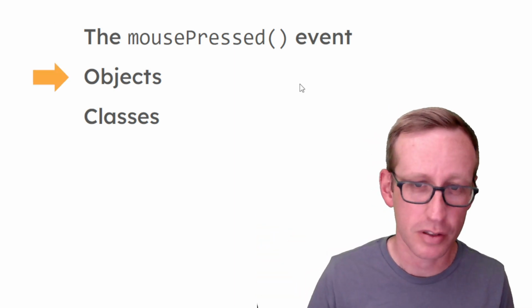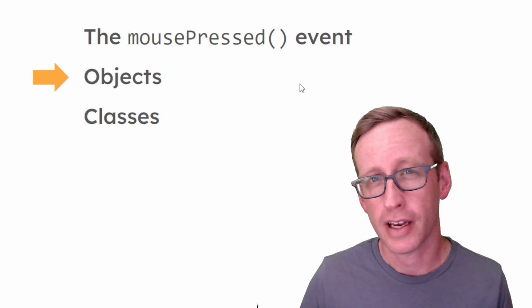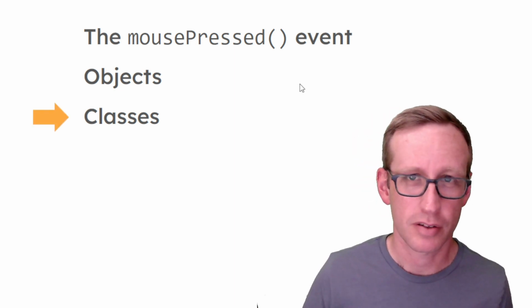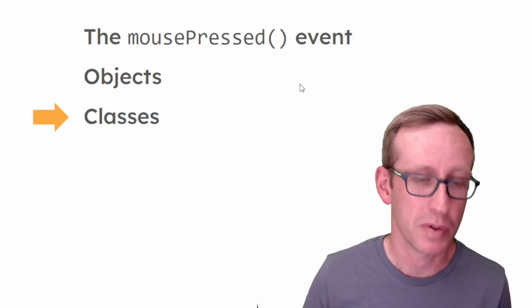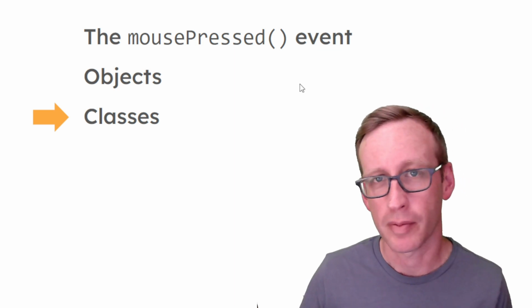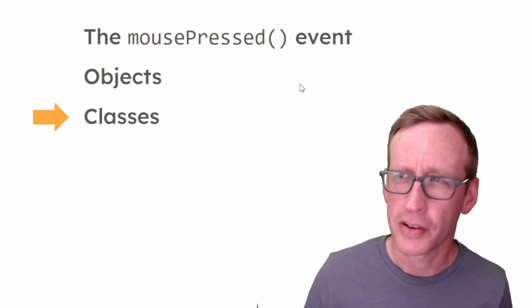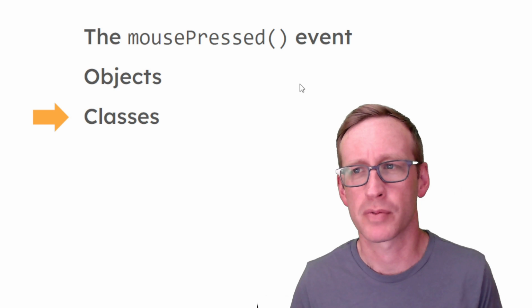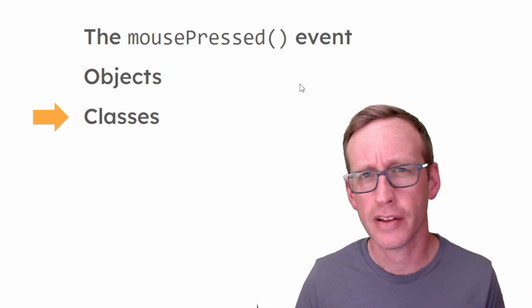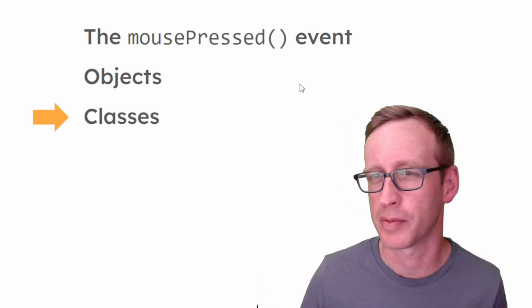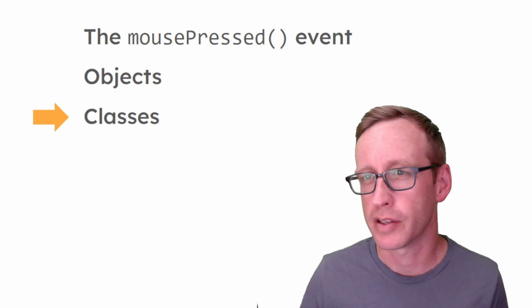And then in order to do this, we're going to have to talk about objects and classes. Objects and classes really go together when we're talking about this kind of programming. You could do objects totally by themselves, but this is going to be a lot easier to do. It's going to make a lot more sense, hopefully, if we do these together.